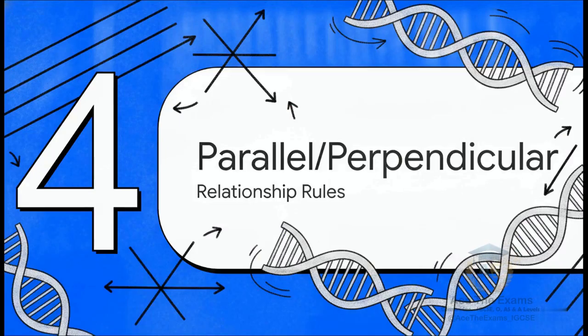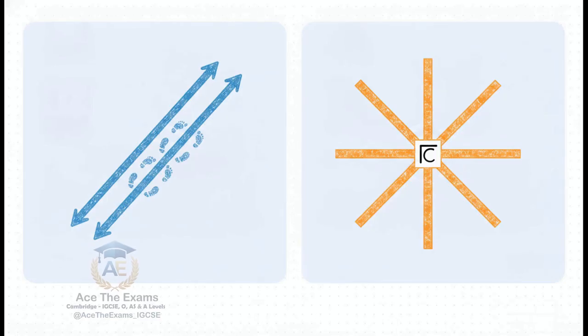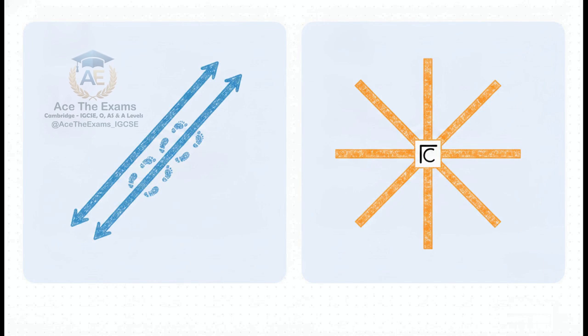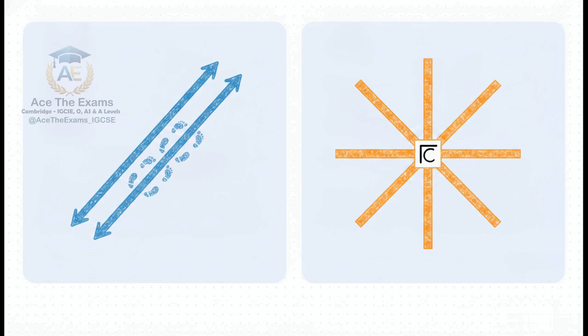Section 4, Parallel and perpendicular lines, relationship rules. Let's put two different lines on the same graph and see what happens. On side A, we've got parallel lines. By definition, they have the exact same slope. If line 1 has a gradient of 3, line 2 absolutely must have a gradient of 3. Think of them like identical twins walking side by side forever. They will stretch into infinity and literally never touch.